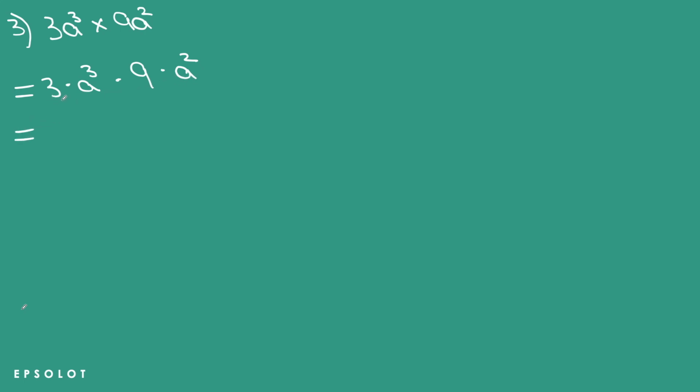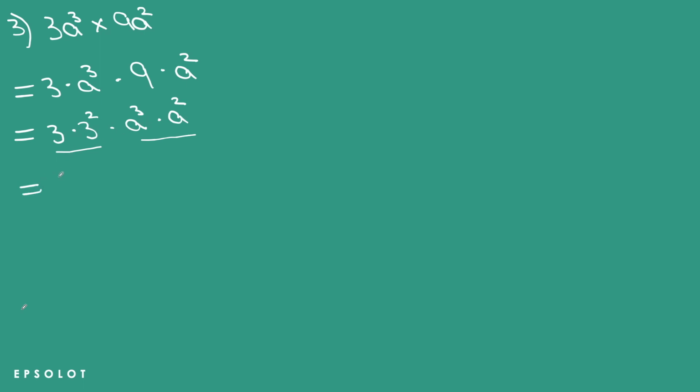And then what we'll do now is group the numbers together and group the variables together. Why? Because like I said earlier, the only way we can add the exponents to simplify an expression is that the base has to be the same, right? So we'll write 3, and I'll rewrite 9 as 3 squared, just like I did before, multiplied by a cubed, multiplied by a squared. So now you see you have two groups, right? You have the group 1, and then you have the second group. These two have the same base, these two have the same base.